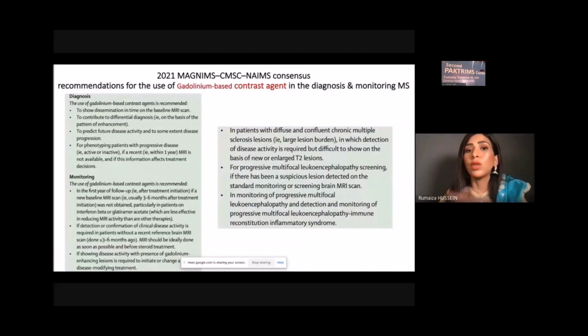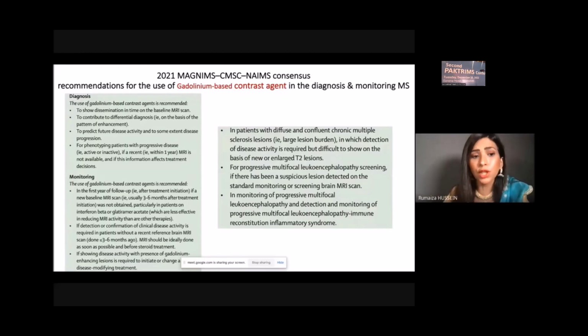So, the use of gadolinium-based contrast agents in diagnosis and monitoring of MS. The use of gadolinium enhancement is recommended to show dissemination in time, to contribute to the differential diagnosis, to predict future disease activity, and to some extent disease progression, for phenotyping patients with progressive disease, like active or inactive, recent within the last 6 months or more than a year. So this is also important when we use gadolinium.